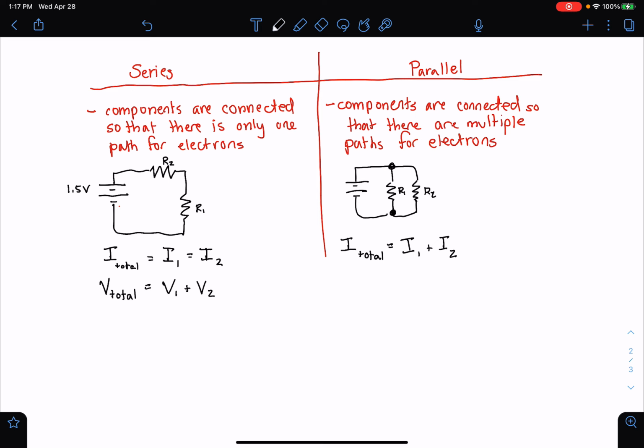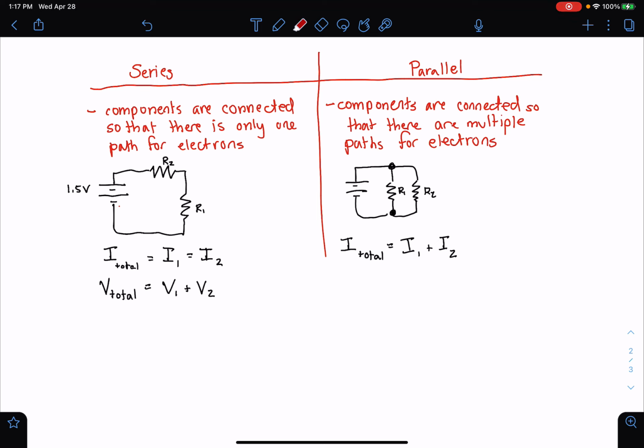So you might have maybe like 0.5 volts being used here, but then 1 volt being used here. So they add to the total voltage. Some of it will be used up in the first resistor, some of it will be used in the second resistor, okay? Now for parallel, this one you have to kind of think about.